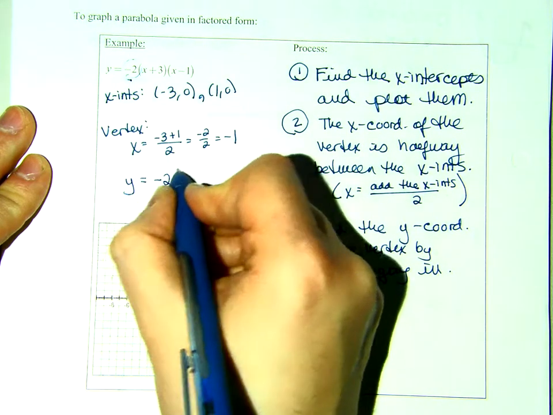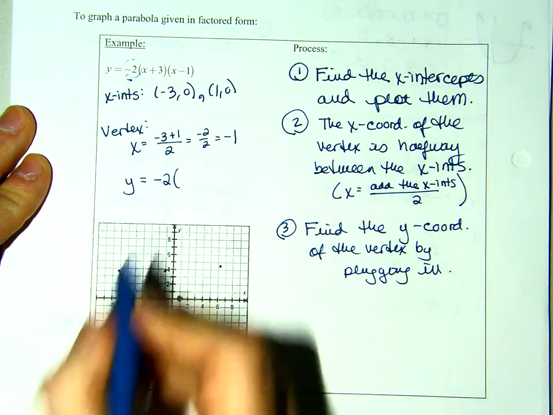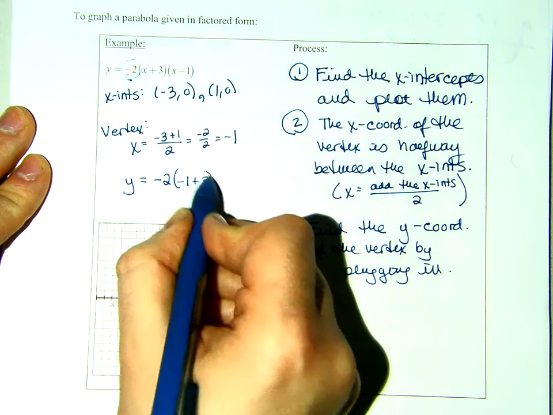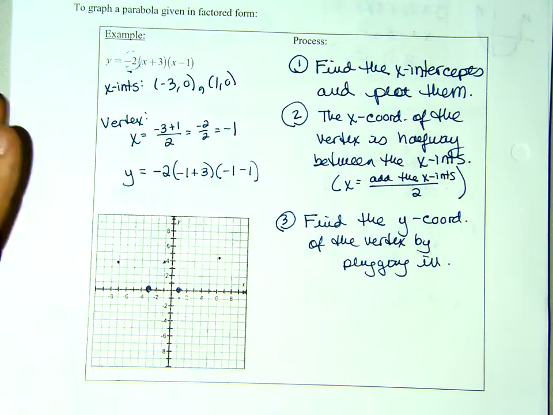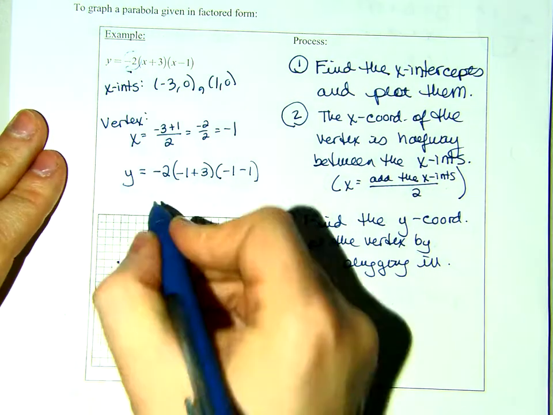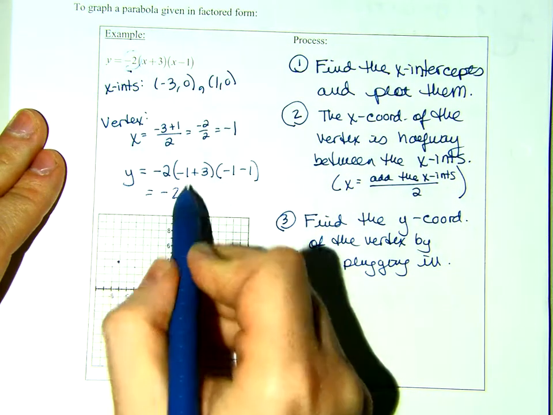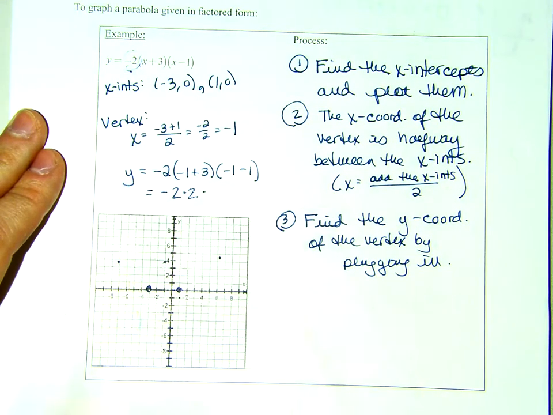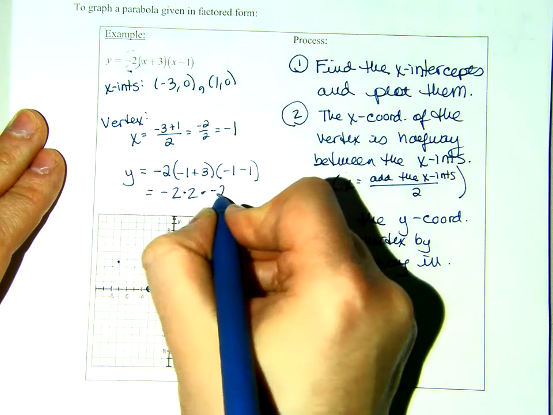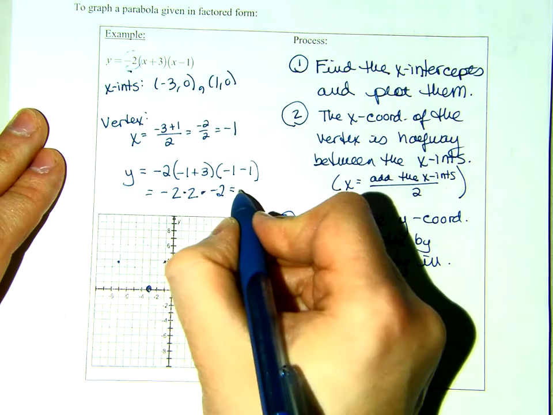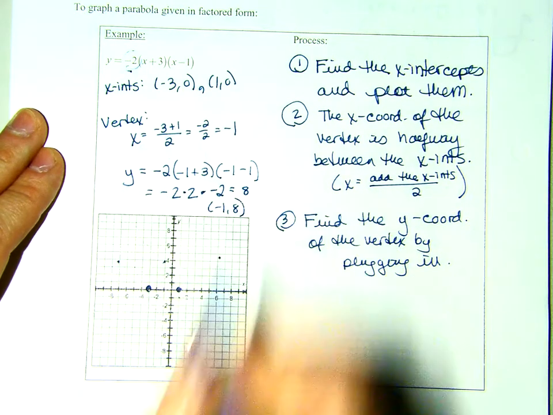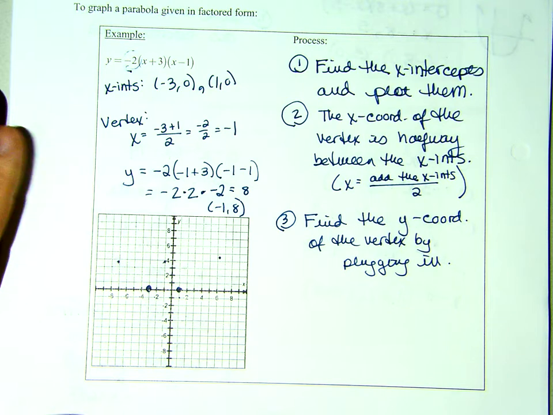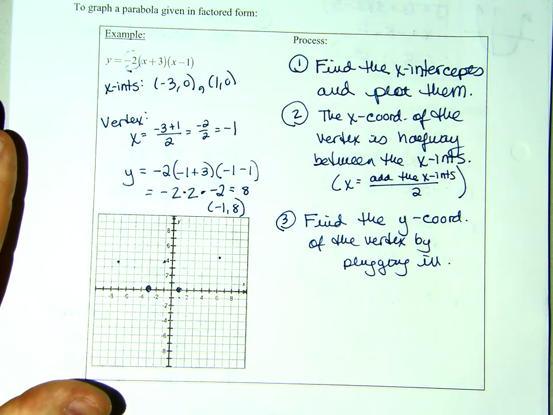Y is going to equal negative 2 times negative 1 plus 3 times negative 1 minus 1. And I'm not going to FOIL. I'm just going to use order of operations to finish this thing. I'm going to get negative 2 times, well, negative 1 plus 3 is positive 2. And negative 1 minus 1 is negative 2, so I'm getting negative 2 times negative 2, 8. My vertex is negative 1, 8. We're just getting that by plugging in.